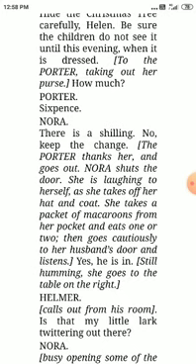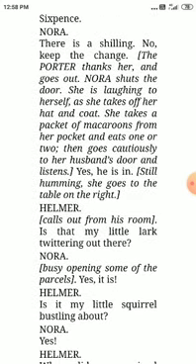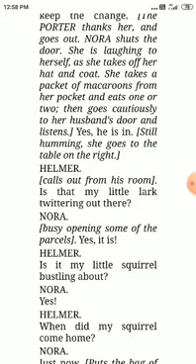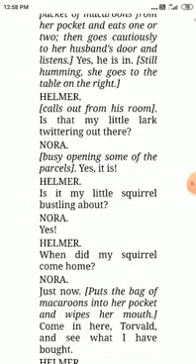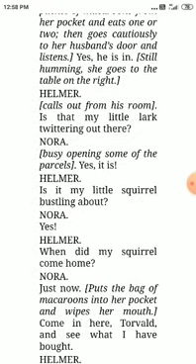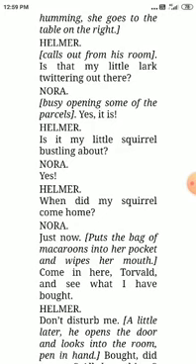Nora shuts the door. She is laughing to herself as she takes off her hat and coat. She takes a packet of macaroons from her pocket and eats one or two, then goes cautiously to her husband's door and listens. Yes, he is in. Still humming, she goes to the table on the right. Helmer calls out from his study, from his room: Is that my little lark twittering out there? Nora, busy opening some of the parcels: Yes, it is. Helmer: Is it my little squirrel bustling about? Nora: Yes. Helmer: When did my squirrel come home?